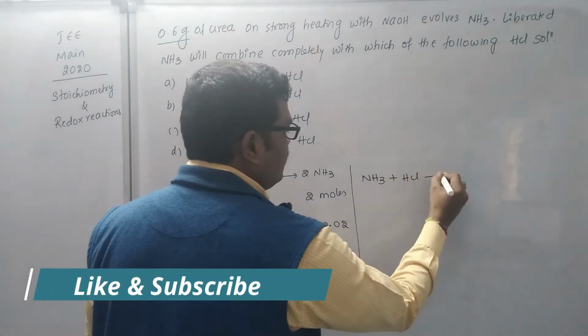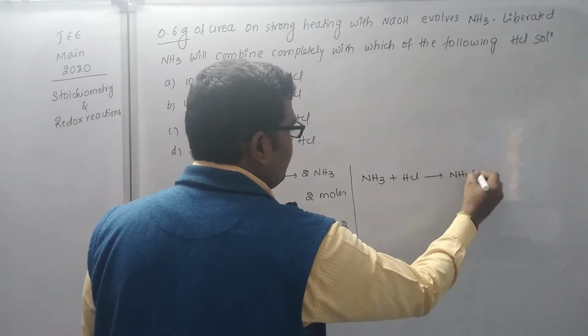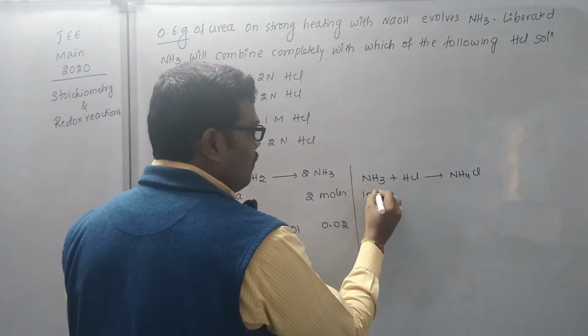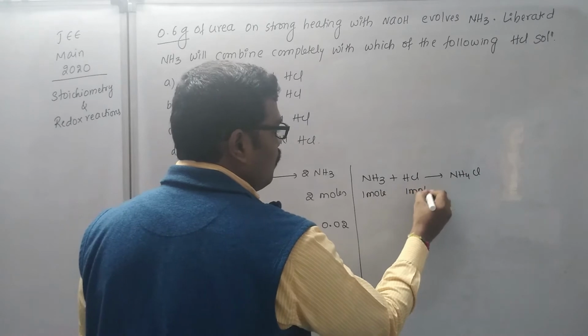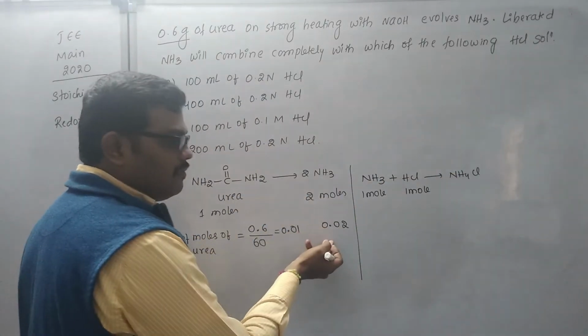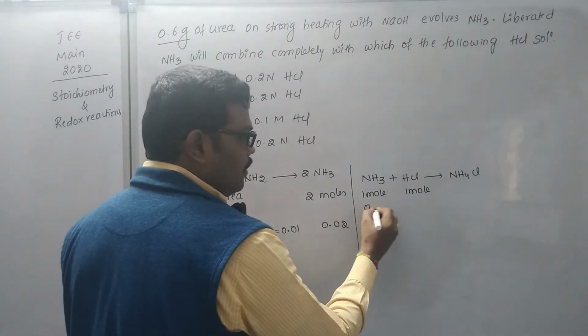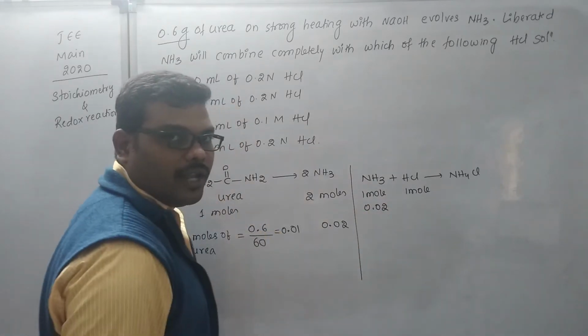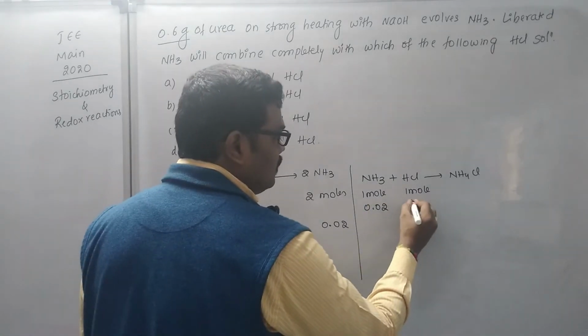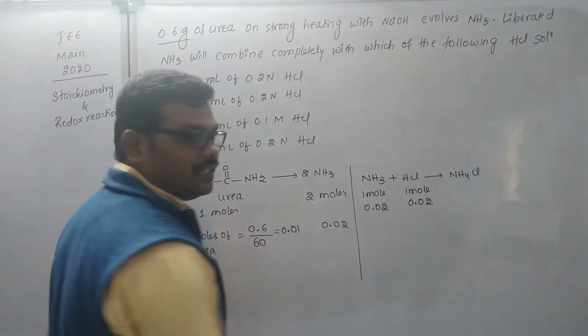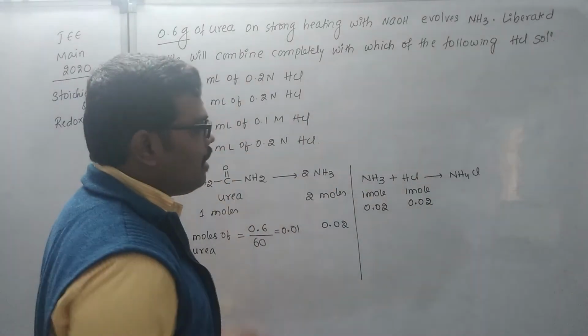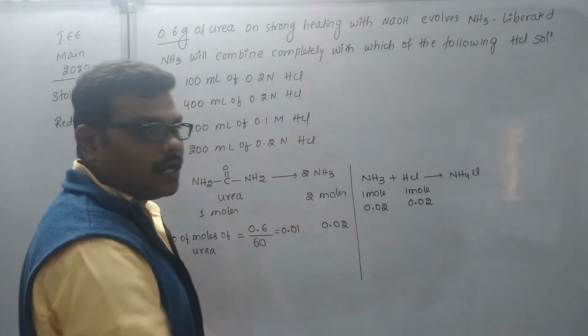Then we find the relation between ammonia and HCl. Ammonia reacts with HCl to give ammonium chloride here. So 1 mole of ammonia reacts with 1 mole of HCl. So how many moles of ammonia are liberated? 0.02 moles of ammonia liberated. It requires 0.02 moles of HCl. Then we try to identify how many moles of HCl are given in the 4 options.